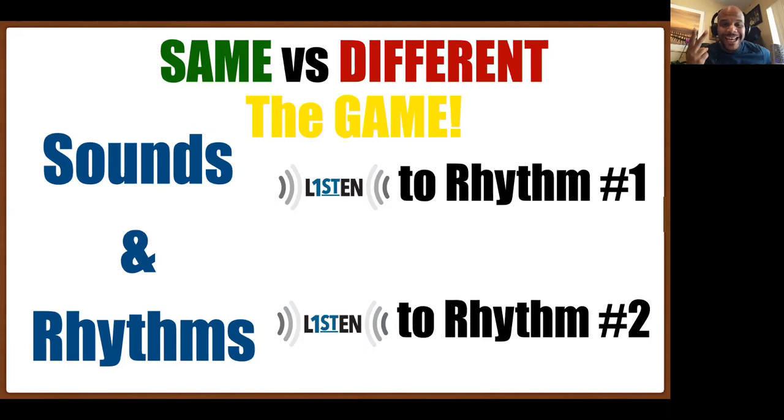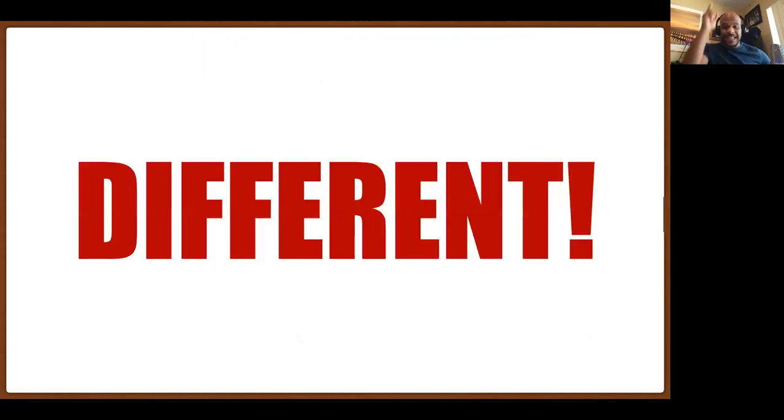Rhythm number 2. Tree, tree, tree, apple. Were those the same or were they different? Write down your answer. What do you think? You can pause the video if you like. The correct answer was different. Did you get it right? If you got it right, give yourselves a hand. Good.